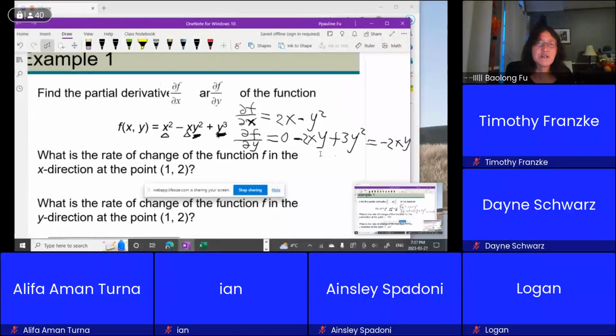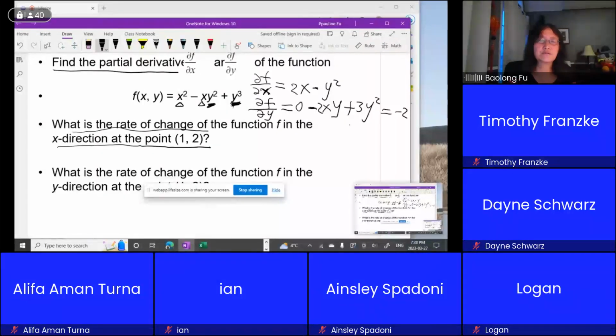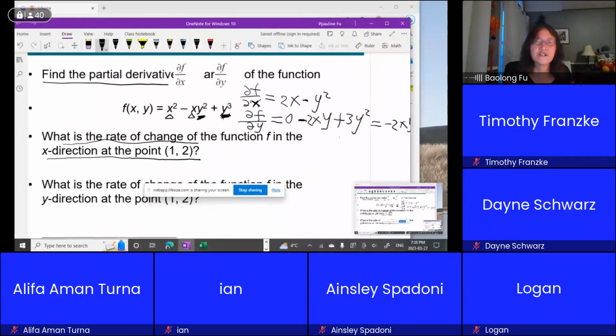So we take the derivative and now answer this question. We found the partial derivative. And now what is the rate of change in x direction at point (1, 2)? Answer this question. So this question is the same. The rate of change in x direction means df/dx.